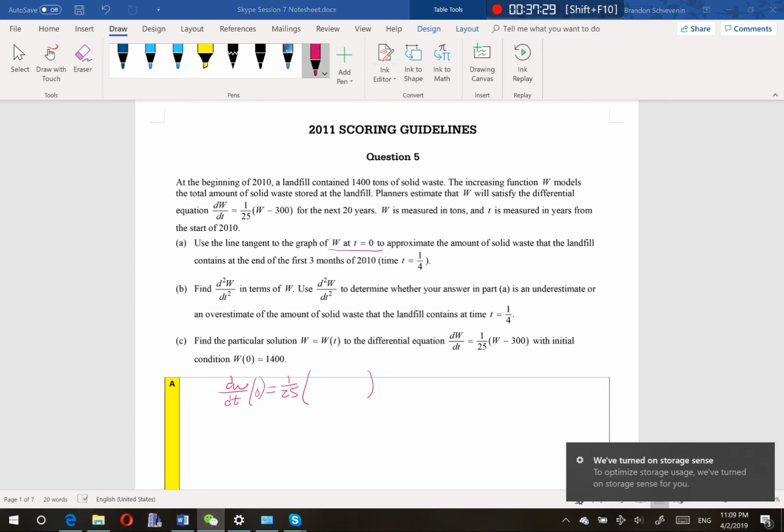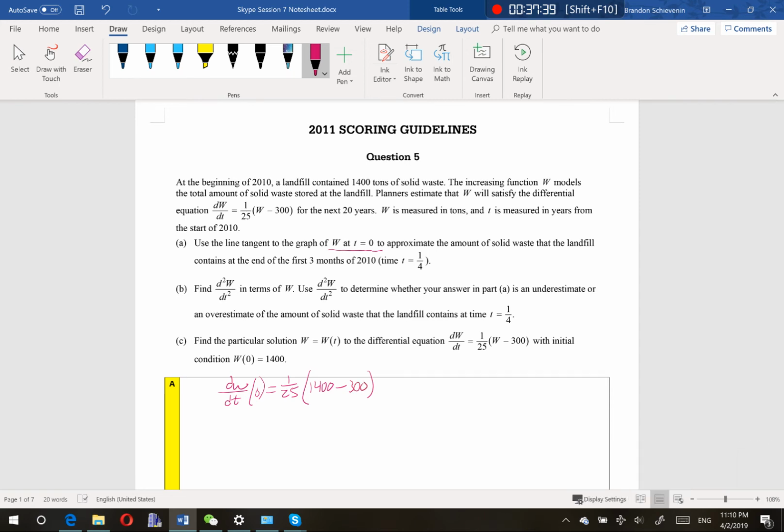1400, so this is 1400 minus 300. So our change in W over change in time, or our slope, is going to be equal to 1100 divided by 25. What is 1100 divided by 25? 44. 44, perfect. So dW over dt is equal to 44 at 0. So that gives us the slope we need.